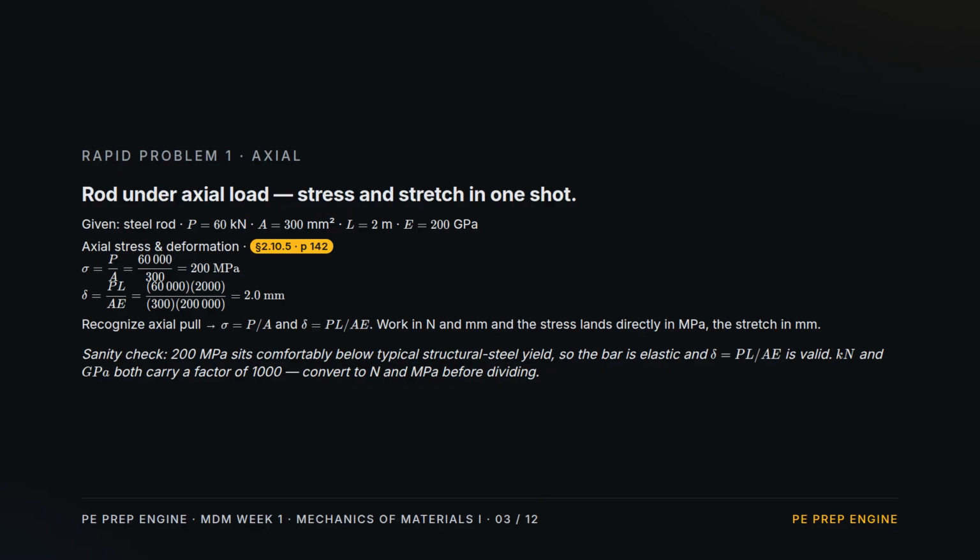Problem 1. Axial. Recognize a bar under axial pull. Stress is load over area, and stretch is P times L over A times E. Convert to newtons and millimeters up front, and the stress lands straight in megapascals, the stretch in millimeters. 1 recognition, 2 answers.